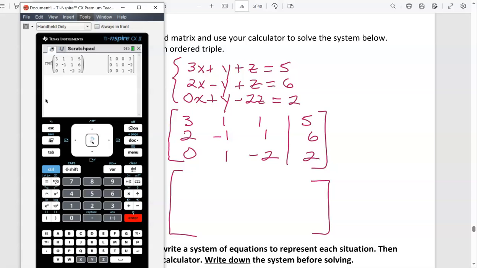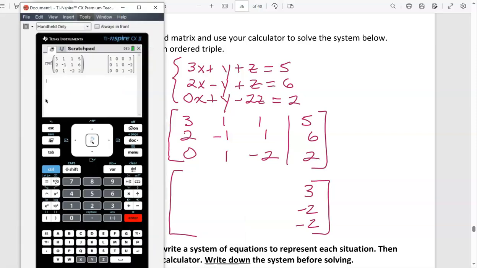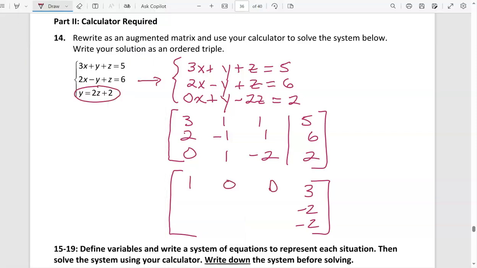And the resulting matrix has a right side of 3, negative 2, negative 2. And then the identity matrix on the left side. And that means that our ordered triple solution is 3, negative 2, negative 2.